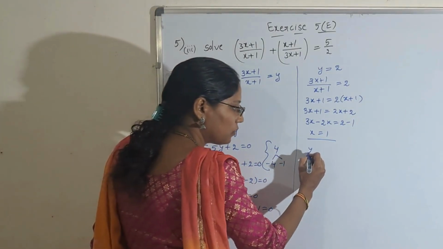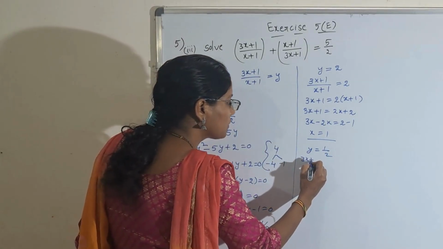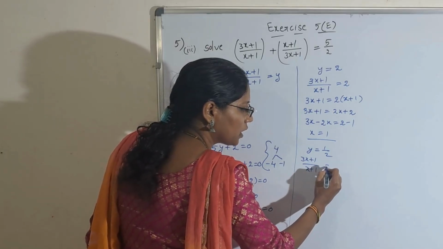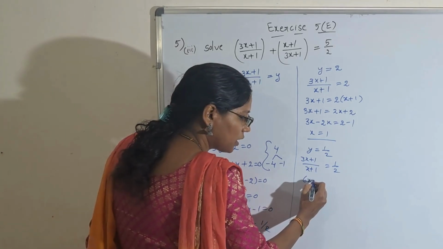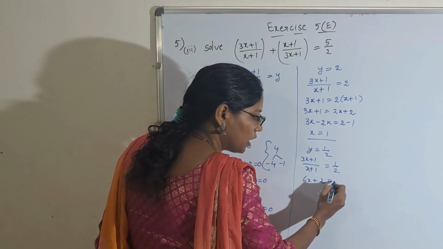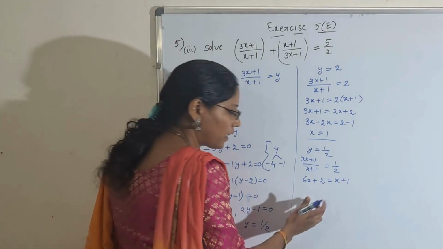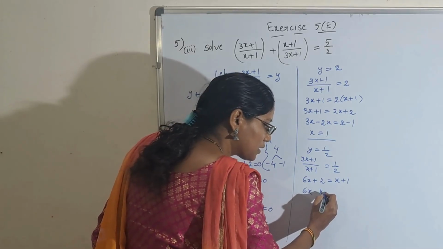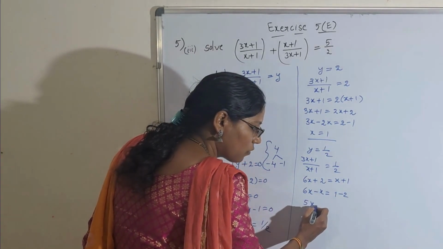Next, y is equal to 1 by 2. Here the y value is (3x plus 1) by (x plus 1) equal to 1 by 2. Cross multiplication: 3 into 2, 6x plus 2 into 1, 2 equal to x plus 1. X values on one side, constant values on one side. 6x minus x equal to 1 minus 2. Here 5x equal to minus 1.